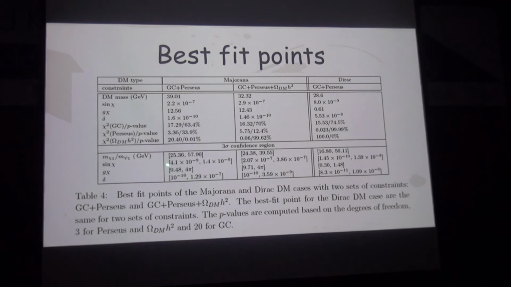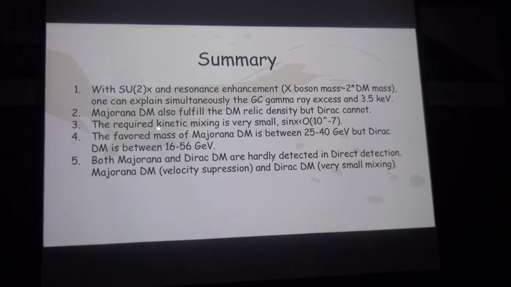And then we also show the 3 sigma confidence region here. Okay, my last slide. With the dark SU2X and the resonance enhancement, by tuning the X boson mass and dark matter mass, one can explain both the GC gamma ray and the 3.5 keV X-ray. Sorry, I didn't write it.